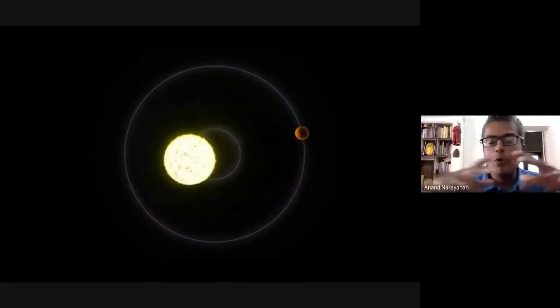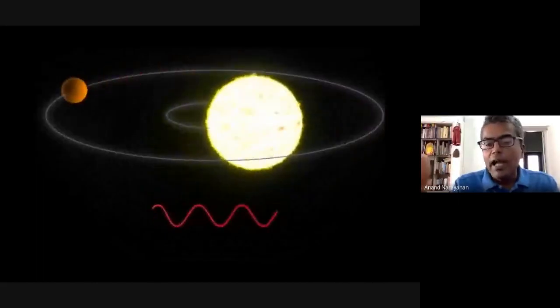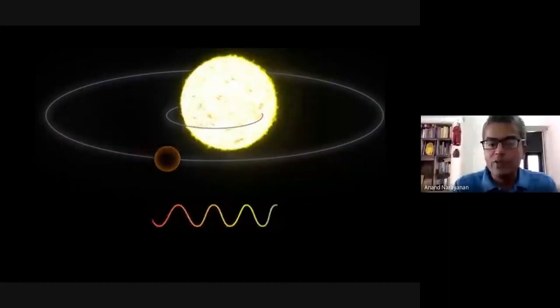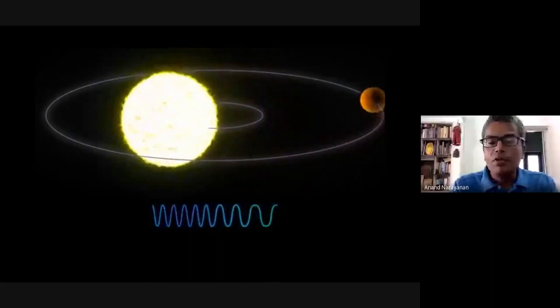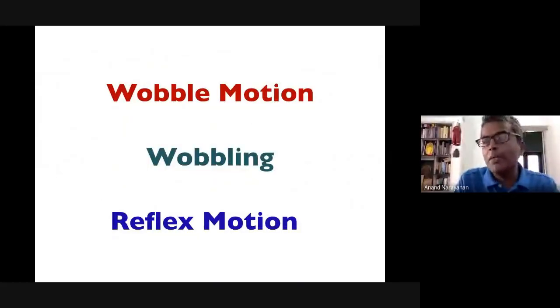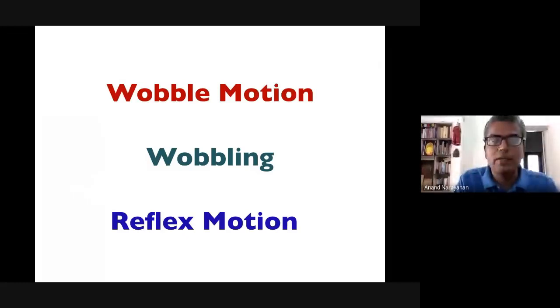So instead, what astronomers do is they record the spectrum of these stars. And the spectrum will show that the star is not stationary, but it's actually moving. So that's how this wobble motion is measured. It's called the wobble motion, or sometimes it's called the reflex motion, or sometimes very loosely it's referred to as the wobbling. It all refers to this movement of the star around the center of mass, going around in tiny circles. Okay? That's what wobble motion is.